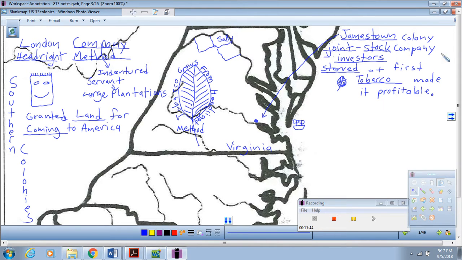Sometimes maybe someone was rather wealthy in England, and they would organize the transfer of indentured servants to the New World, and they would start out with 4 times the land that they would have if they came alone. So, indentured servants would be a feature of the Virginia colony.